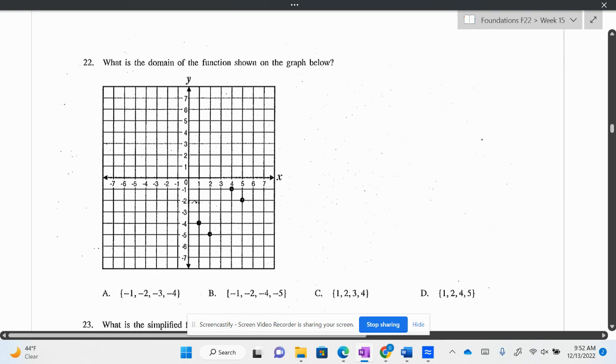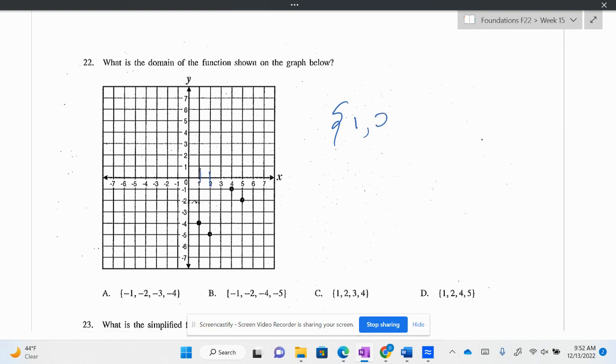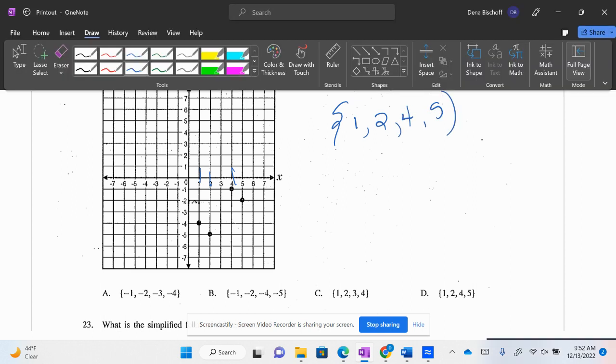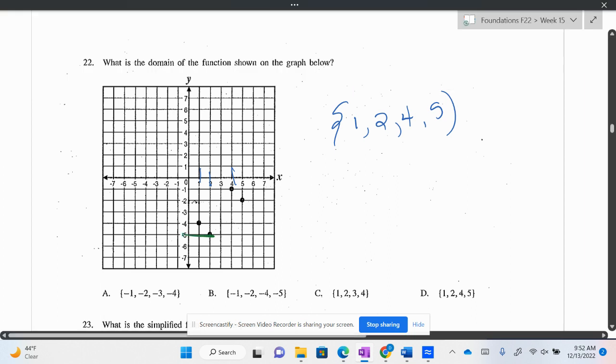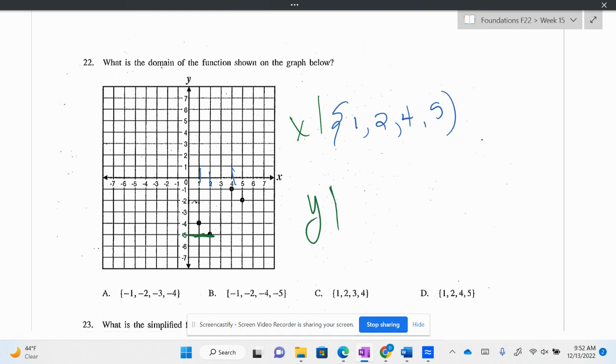What is the domain? Remember, domain are x values. So the domain is 1, 2, 4, and 5. What are the range values? I know that's not a question, but let's talk about it. The range values. So this is the domain, x. The range values: negative 5, negative 4, negative 2, and negative 1.